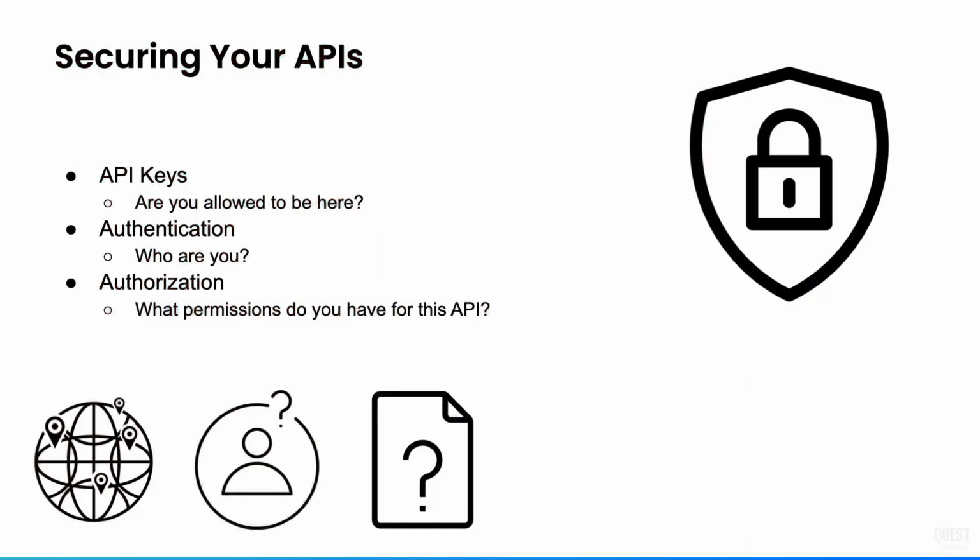Okay, now let's talk about securing your APIs. And we're going to take this in 3 steps. We're going to talk about API keys. Are you allowed to be here? Sort of the where of the API security system. We're going to talk about authentication. Who are you? That's identity. And then we're going to talk about the what. What permissions do you have? And that's authorization.